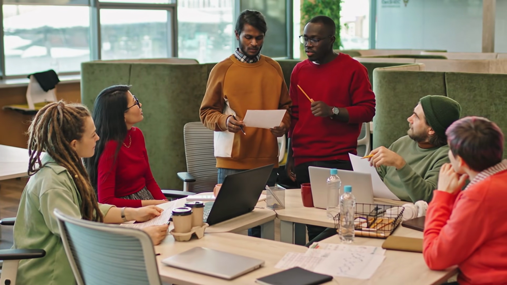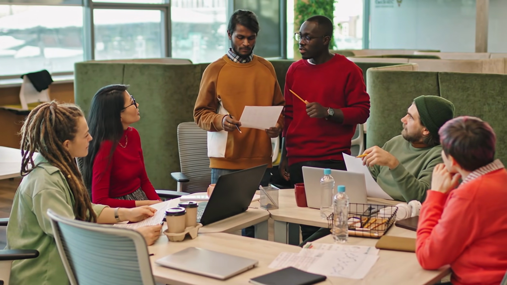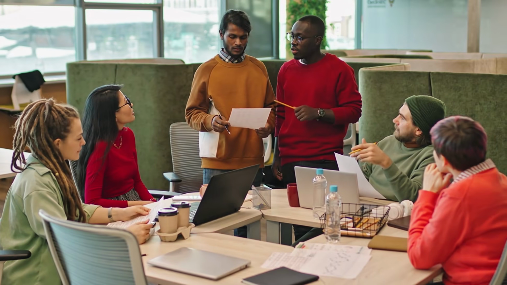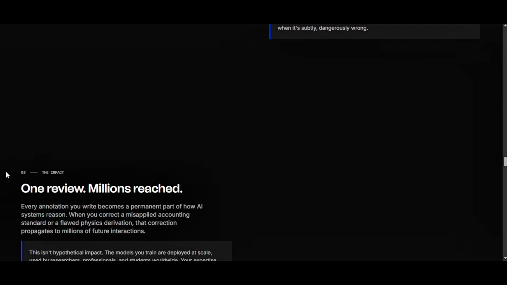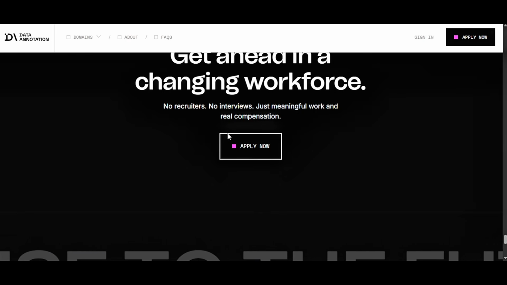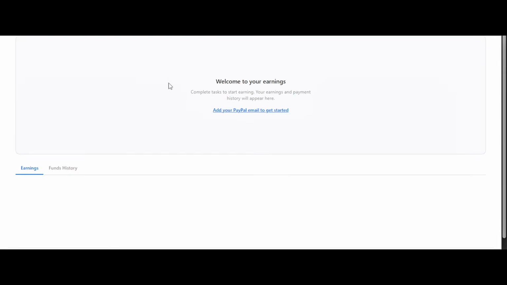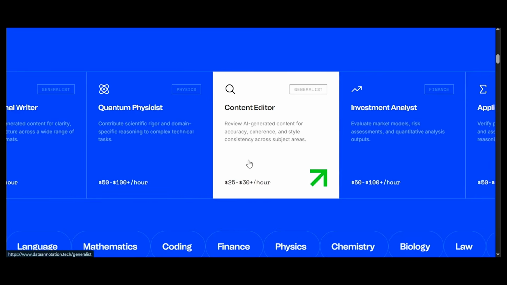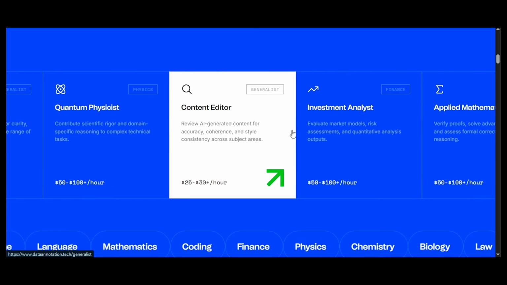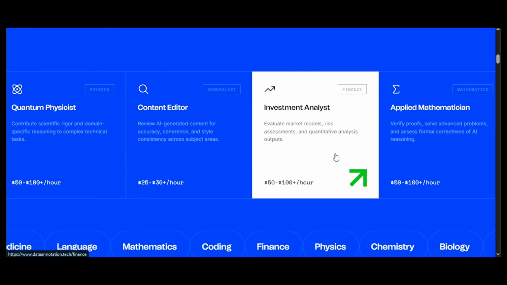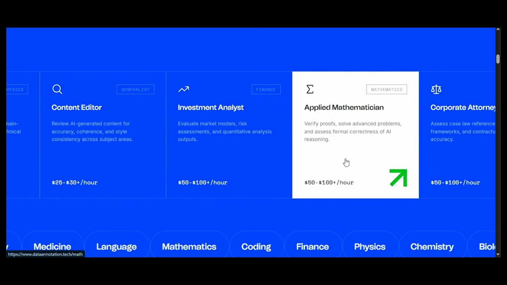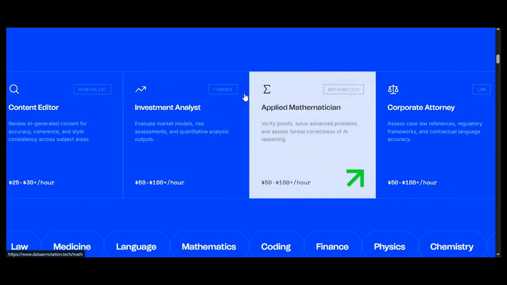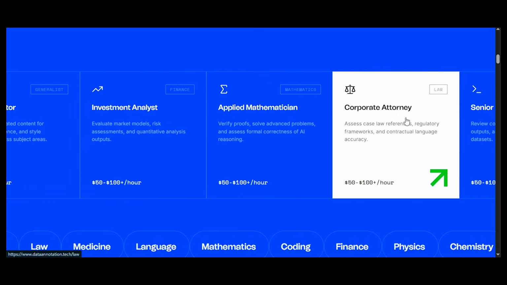Now, how do you even apply? If you're interested in exploring opportunities on data annotation, the first step is creating an account and reviewing the platform's current requirements. You may be asked to complete assessments or qualification tasks designed to evaluate your skills. Take your time during any assessment, read every instruction carefully, and crucially, pay attention to details because many qualification processes are designed to measure accuracy, reasoning, and attention to instructions.